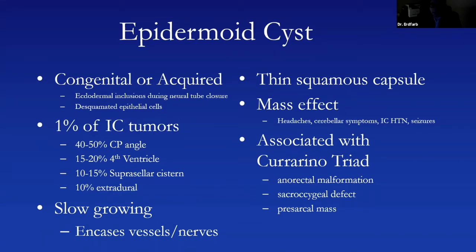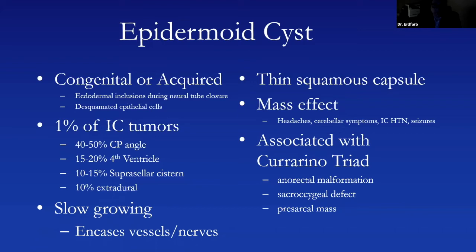If you see a mass lesion in the CP angle that looks CSF, you might think on CT again that it's an arachnoid cyst. Think epidermoid. They can occur in the fourth ventricle. Other places are less common. Importantly, they are slow growing.